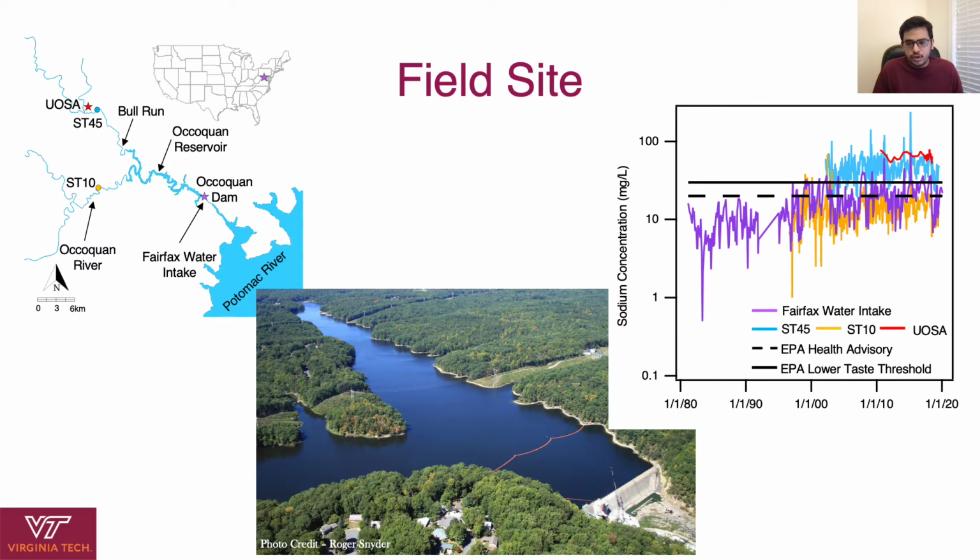This plot shows historical sodium measurements at all main sites. Sodium concentration in the reservoir began to rise in the early 90s, and now it often exceeds both criteria of health and taste thresholds by the EPA. Due to this, Fairfax Water, which is the local water wholesaler, began exploring options to address this. It included a possible construction of a reverse osmosis upgrade, which would end up costing around $1 billion. Hence, identifying and mitigating sodium sources in the reservoir is one of the top priorities of this region.